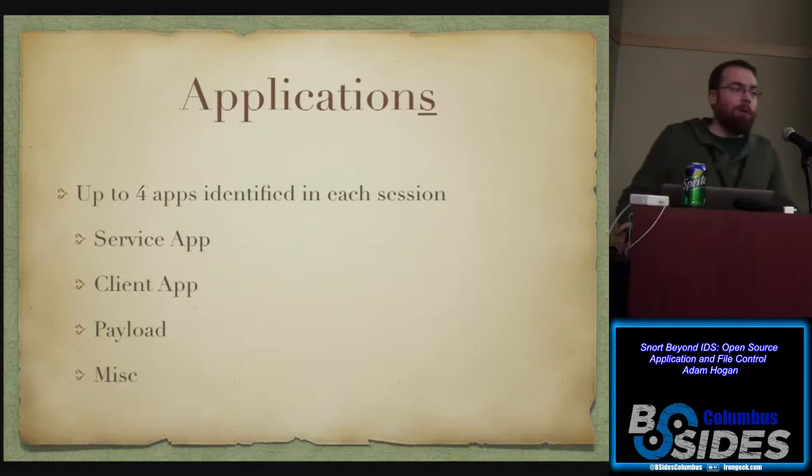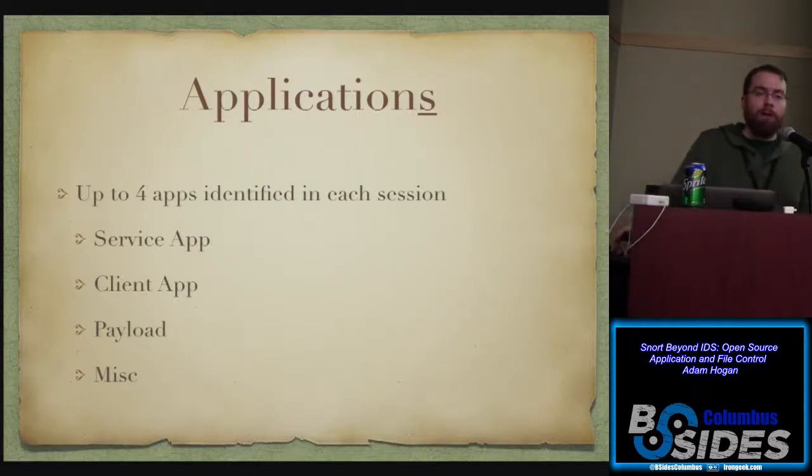Now, the way we do this is there are actually a few different ways we can identify an application. And you'll see that we sort of distinguish between service, client, payload, and miscellaneous. So in one given network session, there's actually an opportunity to identify 4 different applications. Right? So if we take a look at, say, okay, you go out to CNN.com, we're going to identify, first, okay, we know the protocol is HTTP, we know the client is Firefox, we know the web app is CNN.